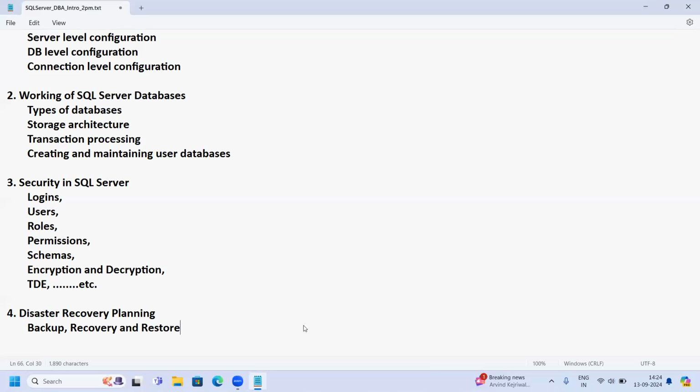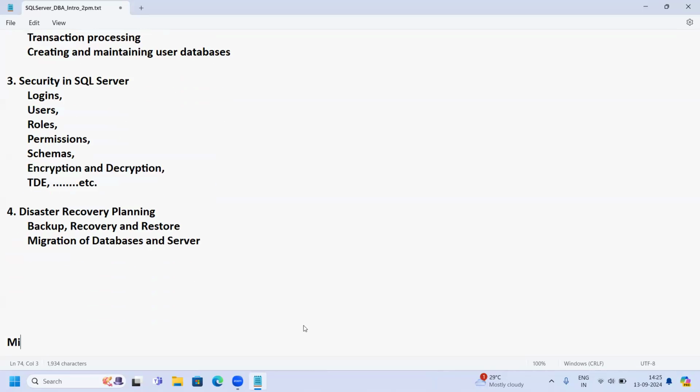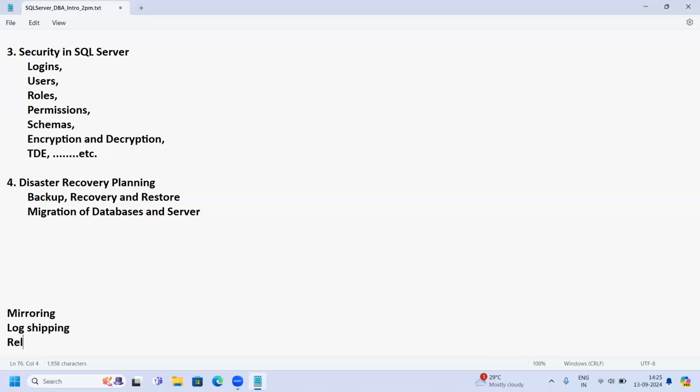And then we learn about migration of databases and servers. I hope you remember my last session. Do you remember I was talking about the standalone environment? I just listed these terms, I'm not explaining them: mirroring, log shipping. Hope you remember this, right? And I was also talking about one more, replication, as part of the disaster recovery plan, in yesterday's class.